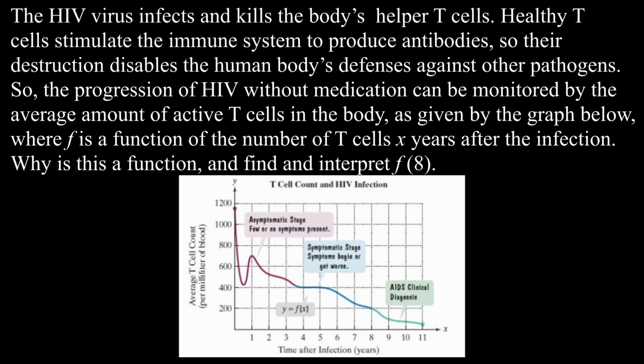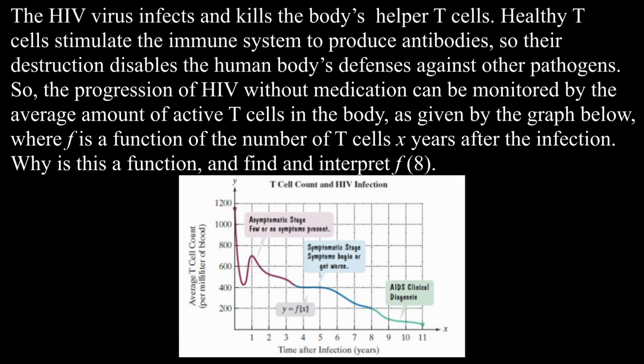So for our last example here, we are looking at the HIV virus, which is known to infect and kill the body's T cells. T cells help stimulate the immune system, so their destruction makes it so the body cannot defend itself against other pathogens. It's why people with AIDS tend not to die of AIDS directly, but instead of other infections like pneumonia.